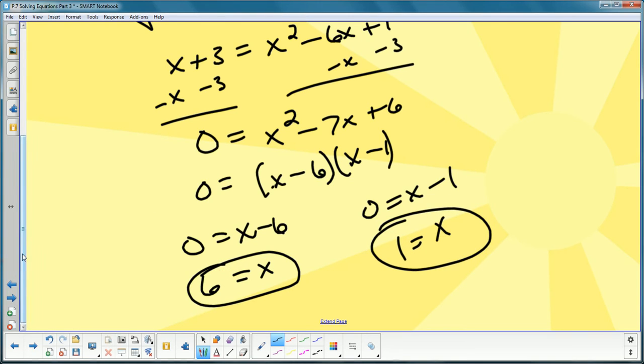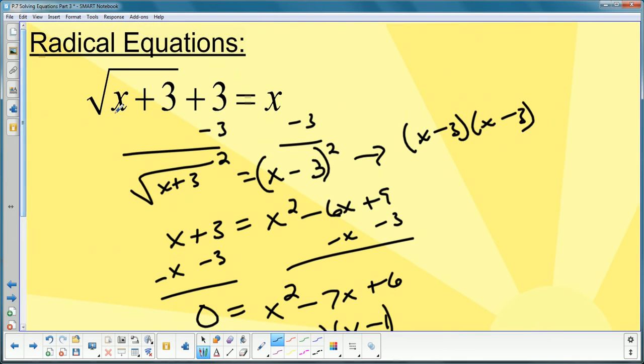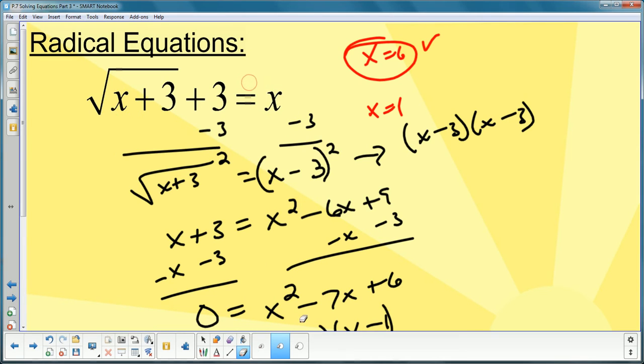And again, like I said, we need to go back and make sure that it doesn't create any extraneous solutions. So I'm going to plug this in. If I plug in 6 right here, I end up with 9, and the square root of 9 is 3. 3 plus 3 would be 6. So x equals 6 works. We can use that one. We need to check x equals 1 as well. If I plug in 1 here, I get 1 plus 3, which is 4. The square root of 4 is 2, and 2 plus 3 is 5, not 1. So this one actually does not work out. We only have one solution, x equals 6.